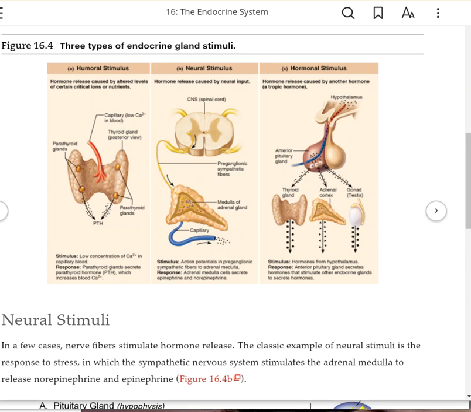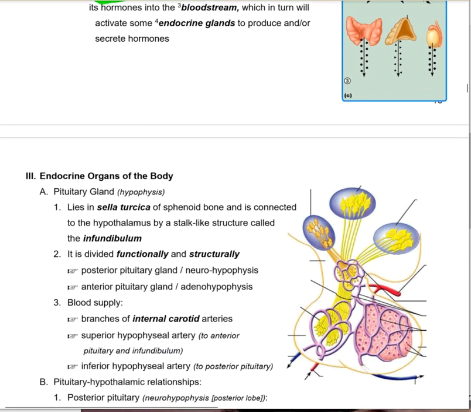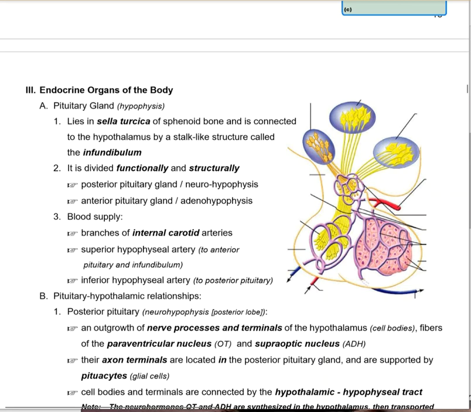I think we're going to stop there, and we're going to pick up on the very next page of our notes. Let's go to where that is so you'll be ready next time. And we're going to start talking about the actual endocrine organs, and we're going to go through each organ in order and what hormones it produces. We're going to start with the pituitary gland and kind of work our way throughout the body.